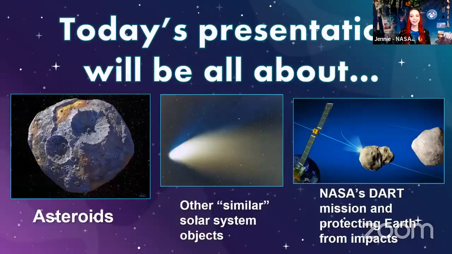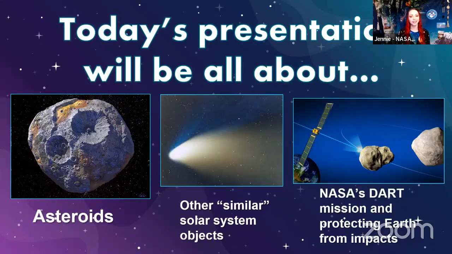Today I will be talking first about asteroids, and then other solar system objects that often get confused for asteroids, things like comets, meteors, and meteorites. You may already be an expert on these things, but because I've never met you before, I do want to make sure that we all have common definitions for what all of these different space objects are.